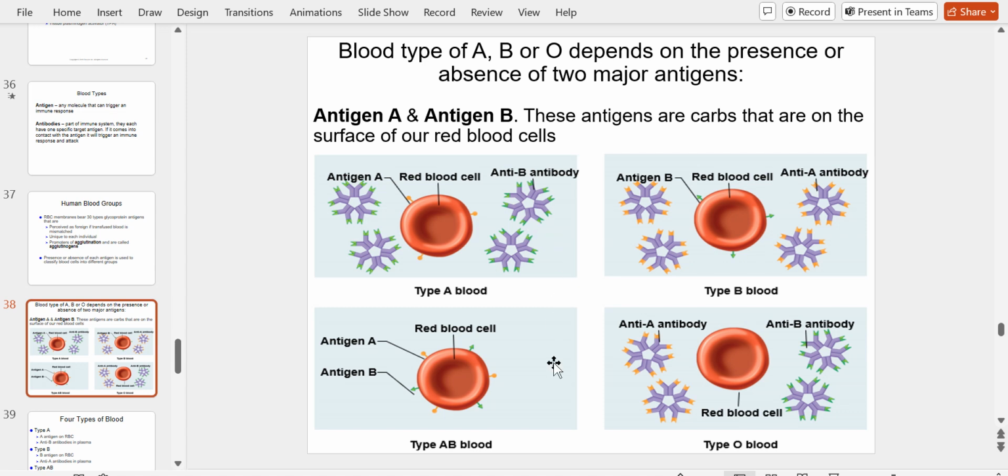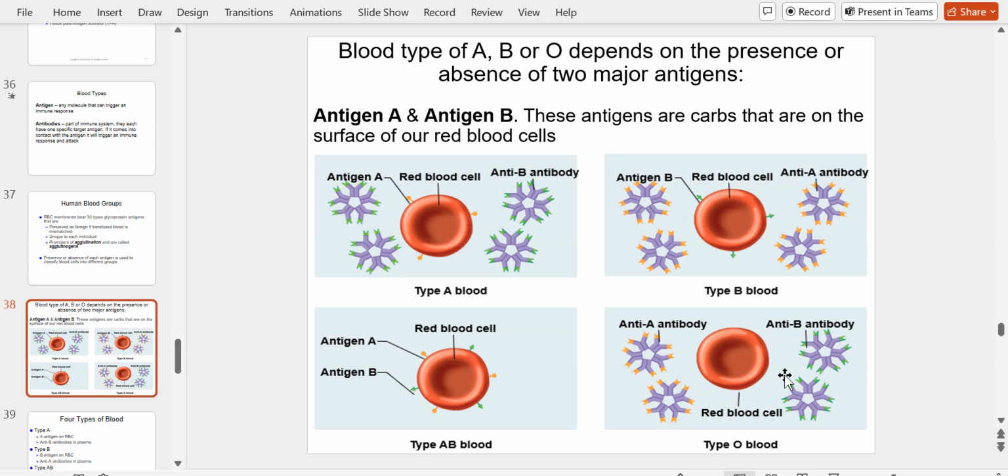Not nice at all. You have type AB blood, and you'll notice I have A and B antigens, but no antibodies floating around. And then you have type O blood, which is a good one to have as far as donations go. But you'll see that this one has no antigens, but it has both antibodies.